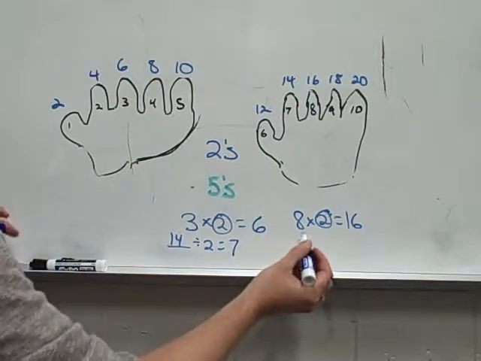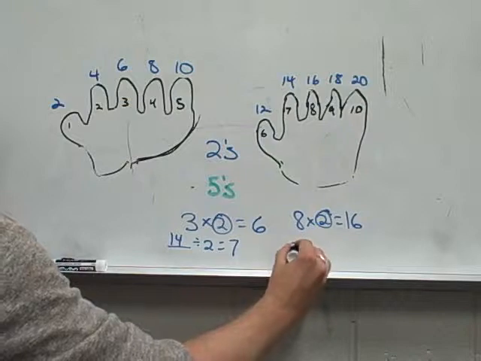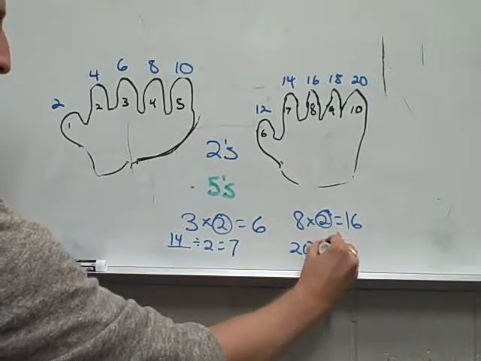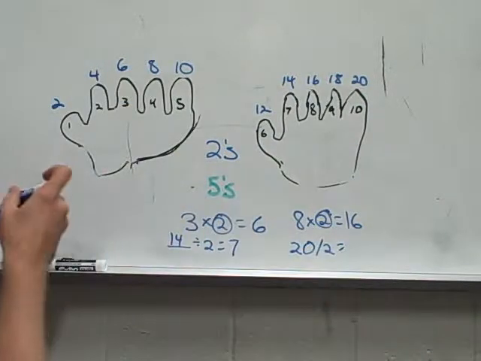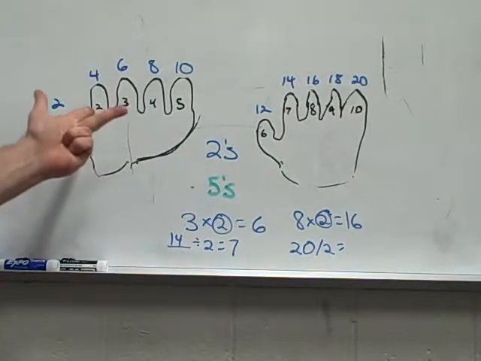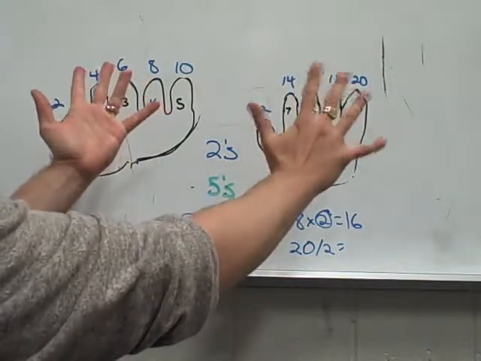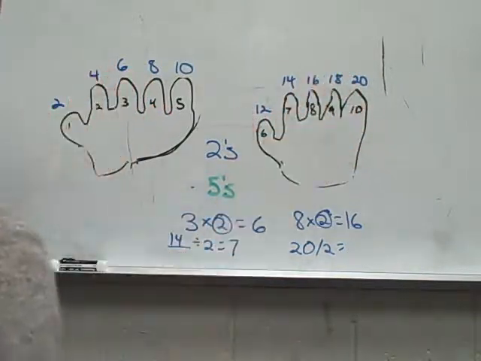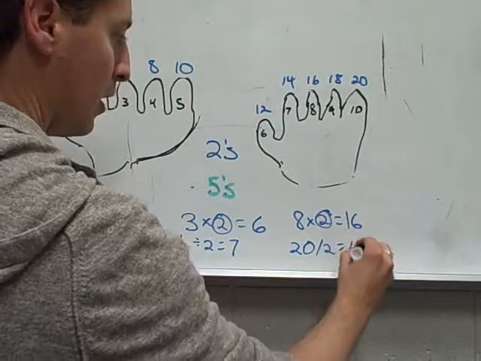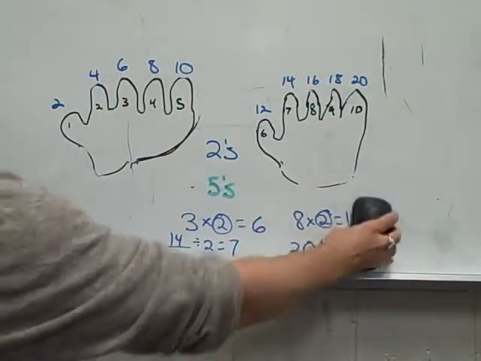We'll do one more. How about 20 divided by 2? 2, 4, 6, 8, 10, 12, 14, 16, 18, 20. And that's 10 fingers. Okay, so that's how you can use the count by 2's, and let's try 5's now.